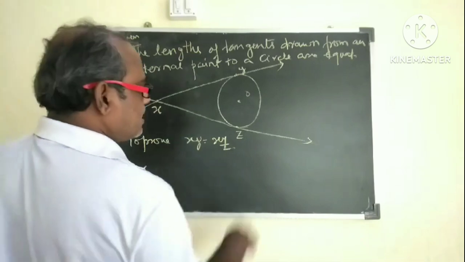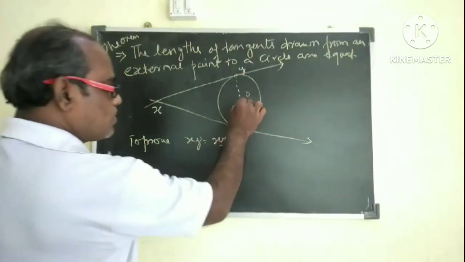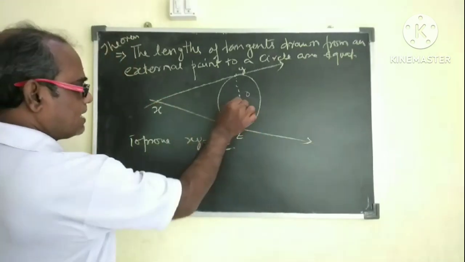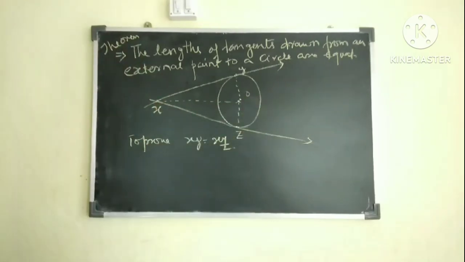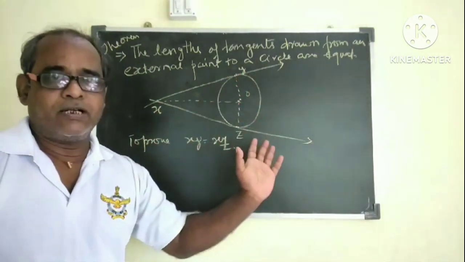Now what is in construction? You have to join OY with dotted lines, you have to join OZ with dotted lines, and you have to join XO with dotted lines. Don't put any straight line here. The dotted construction is always done with the help of dotted lines.